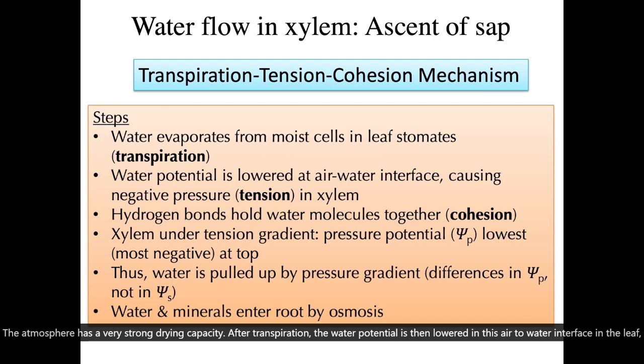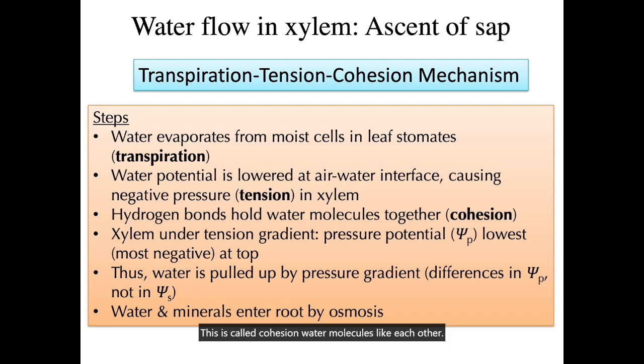After transpiration, the water potential is then lowered in this air-to-water interface in the leaf, causing a negative pressure in the xylem, right there at the stomate and in the xylem tissue of the leaf. This negative pressure is known as tension. Now, of course, hydrogen bonds hold water molecules together. This is called cohesion. Water molecules like each other. They stick together. They are cohesive.